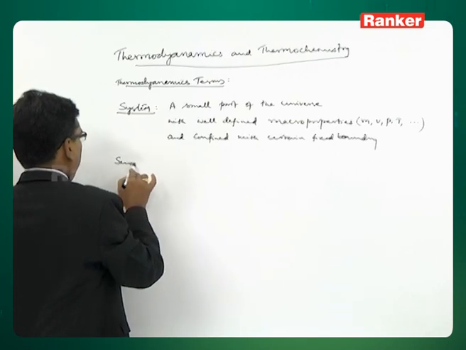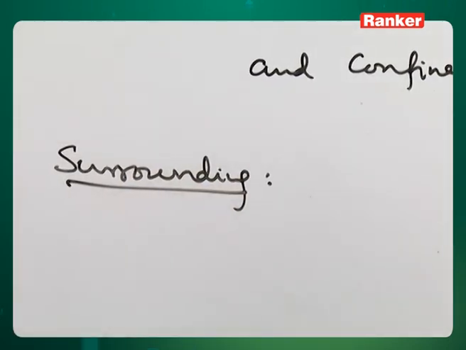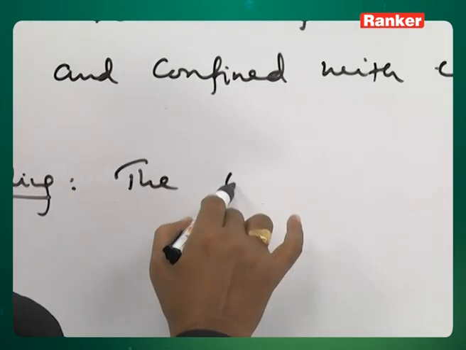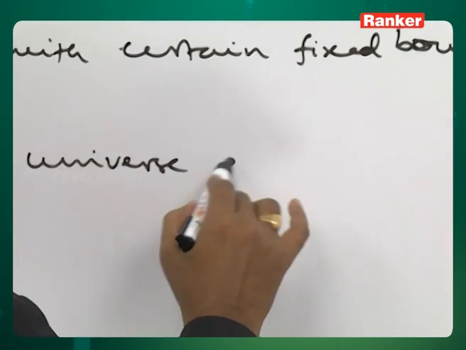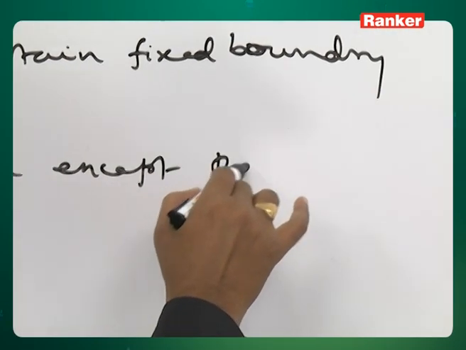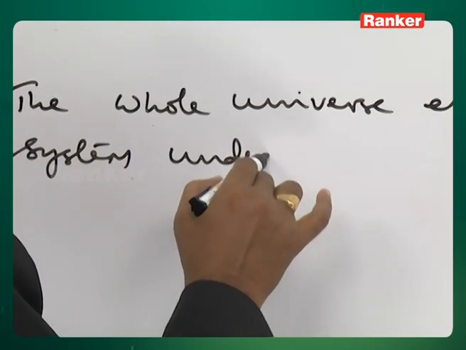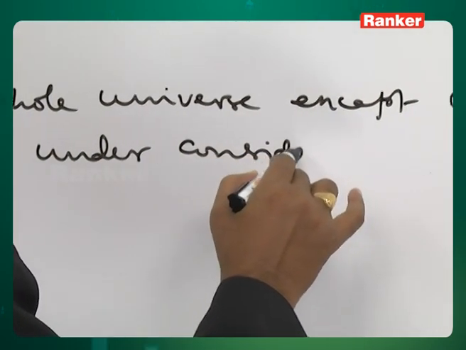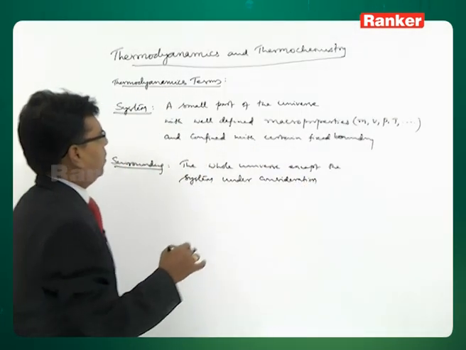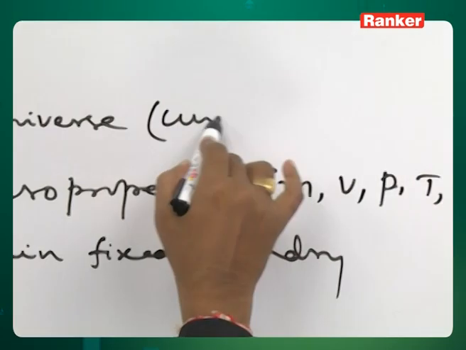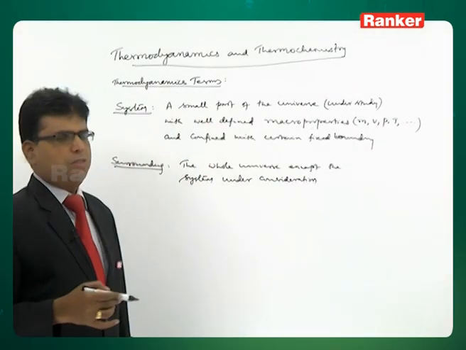Then what is surrounding? Surrounding is nothing but the whole universe except the system under consideration. So, a system is otherwise nothing but a small part of the universe which is under consideration or under study.